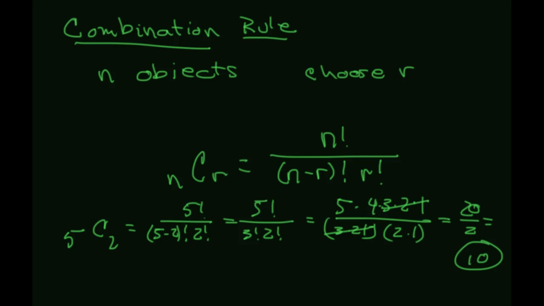Now, I don't care about the order that they come up in. It's just how many different ways can I choose 2 objects from a set of 5. So combinations are always smaller than permutations.